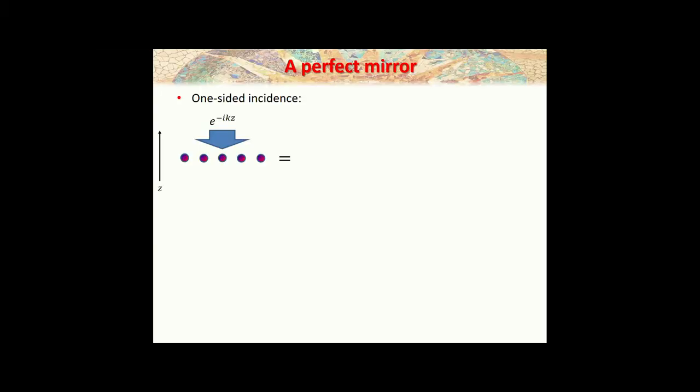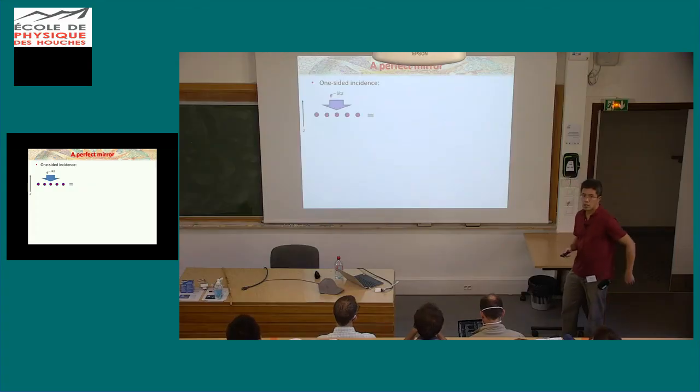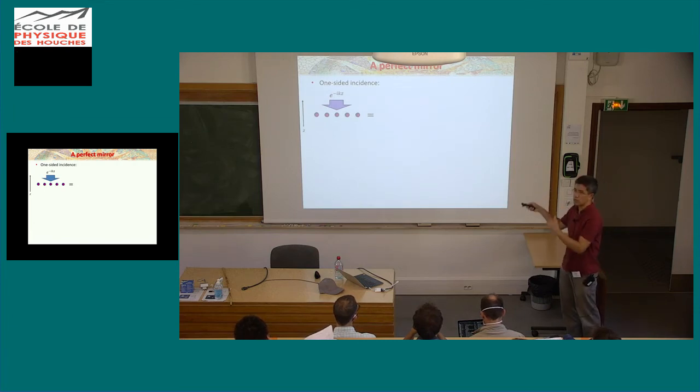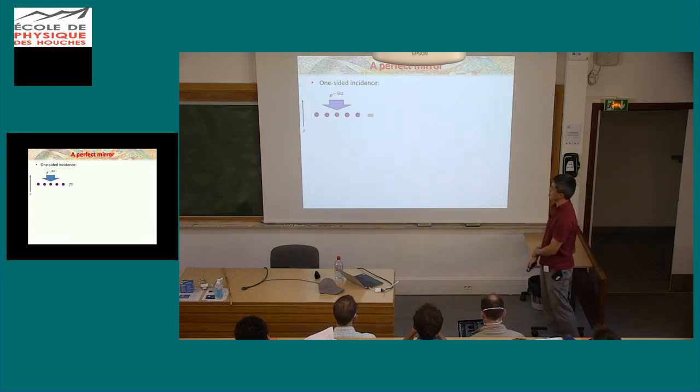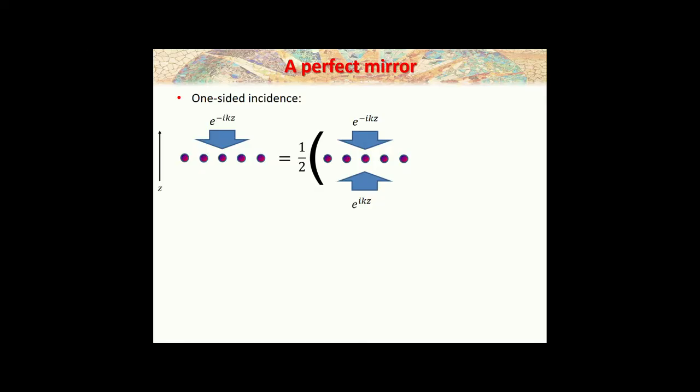Okay, so now let's finally understand how this system can create 100% reflection. Imagine I have an array, and here I rotated the plane a little bit, so the plane of the array comes into and out of the board. I'm just showing a cross section. I shine in light from one direction at normal incidence. Formally, this configuration is equal to the coherent sum of two different configurations.